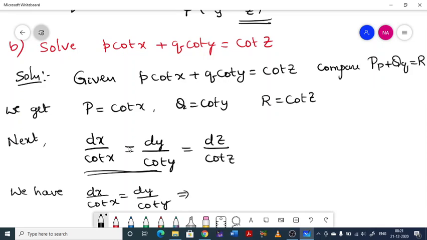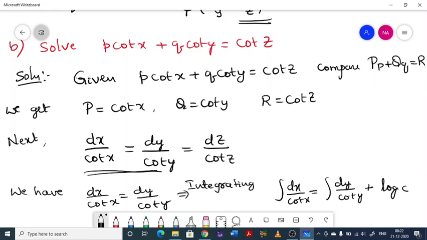That implies integrating, so I'll get integral of dx by cot x equal to integral of dy by cot y plus, see anyway we get a log term here, so I'll take the constant in terms of log c1.